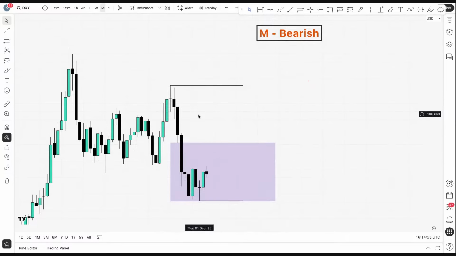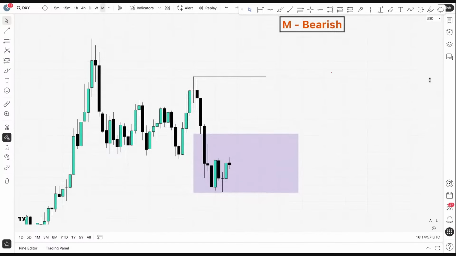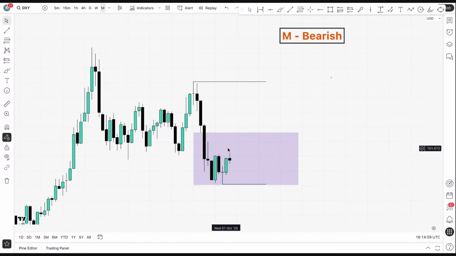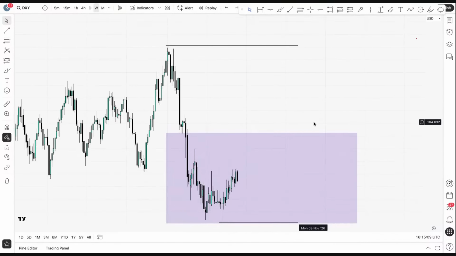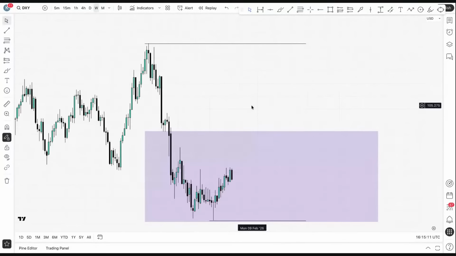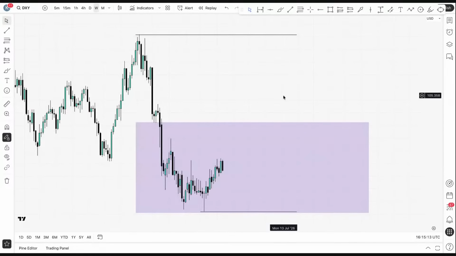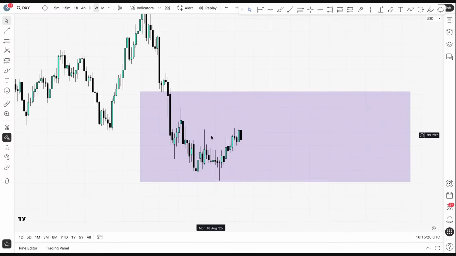Now look at this. Price is trying to go back up. So the bias on the monthly is bearish, but you don't just take trade like that. You go to the weekly time frame and look at what the weekly time frame also has. Now, this is when you will begin to see the disparity in the delivery of price. All right. This is where you're going to see that price is actually not bearish on the weekly. Why?